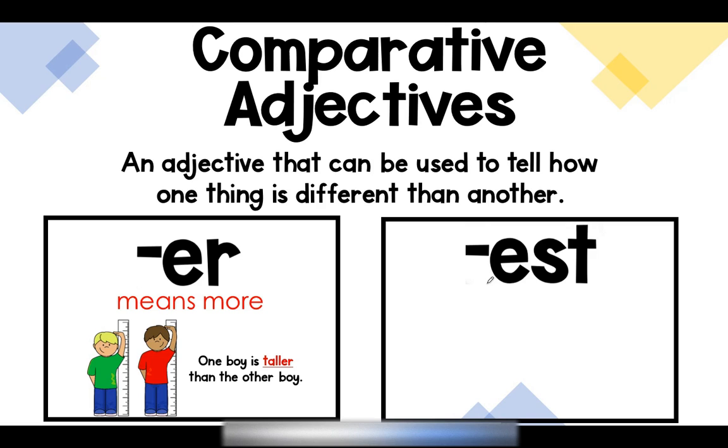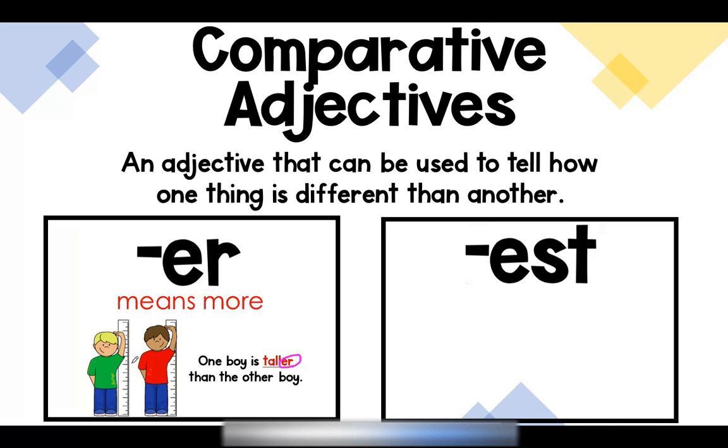Let's take a look at an example. In this picture here, I have two boys who are getting measured, and it's clear that one boy is a bit taller, or more tall. The way in which I can explain that in a sentence is by saying that one boy is taller than the other boy, noticing that we're adding the ER to the adjective tall to show and compare the two boys.